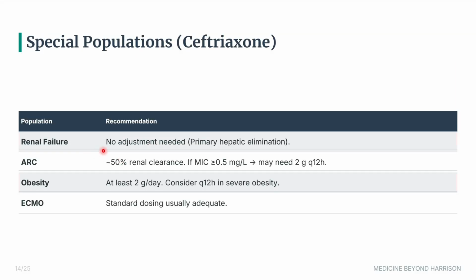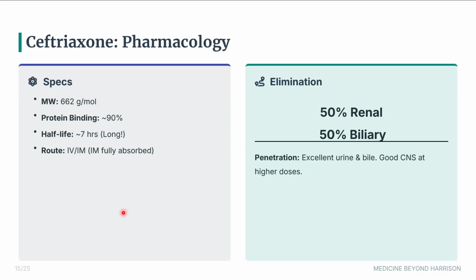Special populations. In renal failure, no renal adjustment is required because of primary hepatic elimination. Avoid in hepatitis patients. In case of augmented renal clearance, if MIC is more than 0.5, give 2 gram IV every 12 hours. In case of obesity, at least 2 gram per day is required. In ECMO, standard dosing is usually adequate.